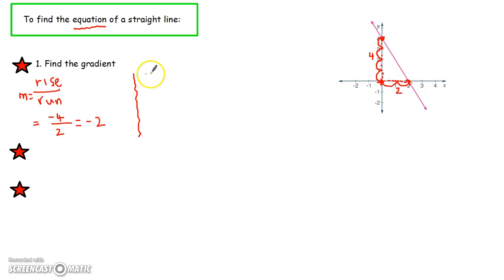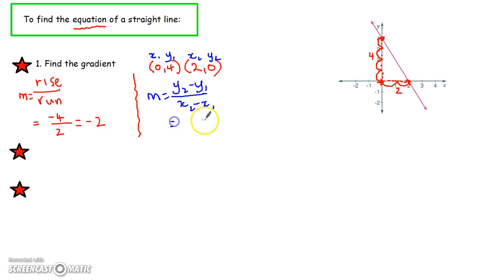If I wanted to do the algebraic method, my 2 points are (0, 4) and (2, 0). I've just read those from the graph. So let's call this x1, y1, x2, y2. My gradient formula is this. And we just put the values in. y2 is 0, take y1, which is 4, x2 is 2, x1 is 0, minus 4 over 2, minus 2, same answer.